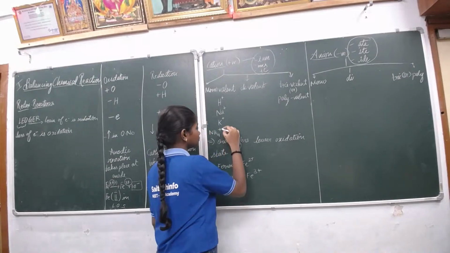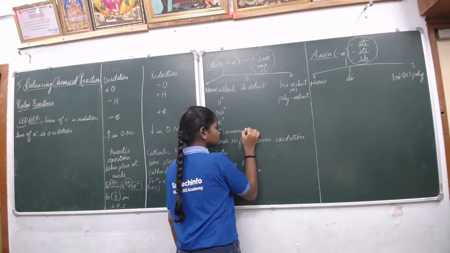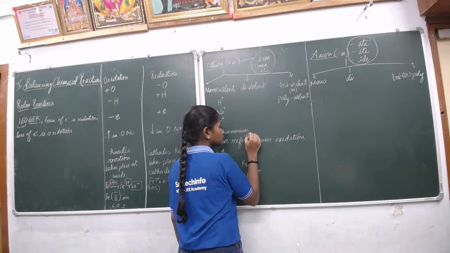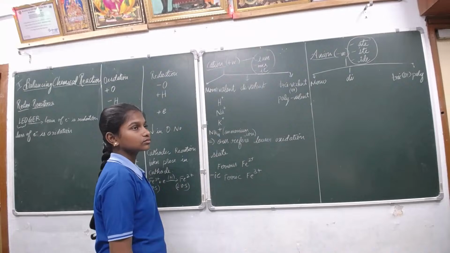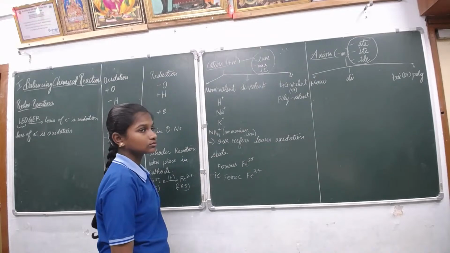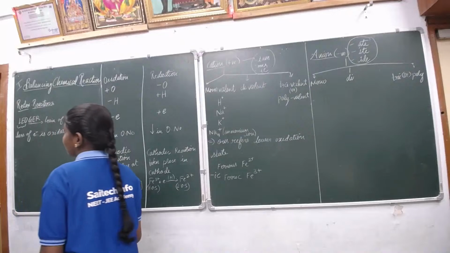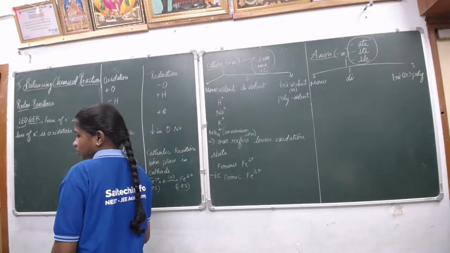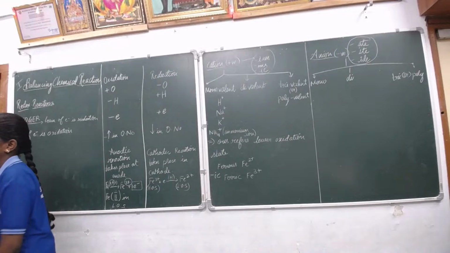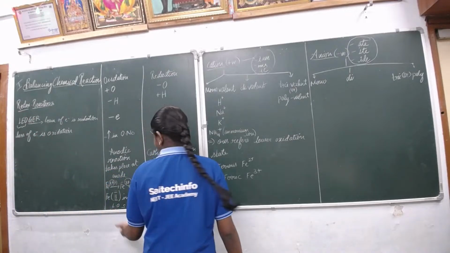Ammonium, NH4 plus, ammonium ion. Sir, in the higher oxidation state, sir. Which one? Loss of electrons is oxidation.